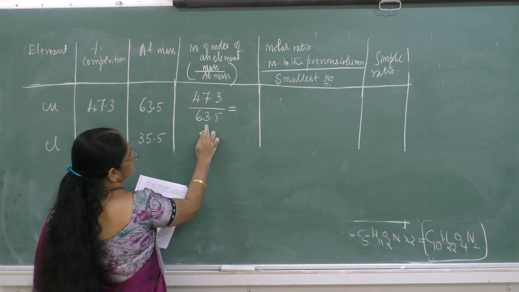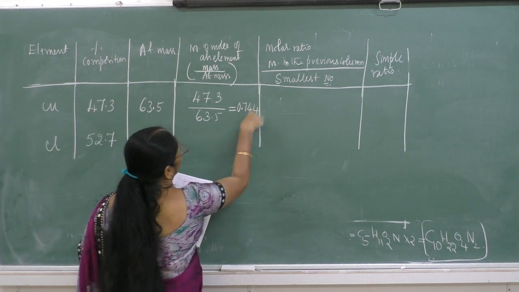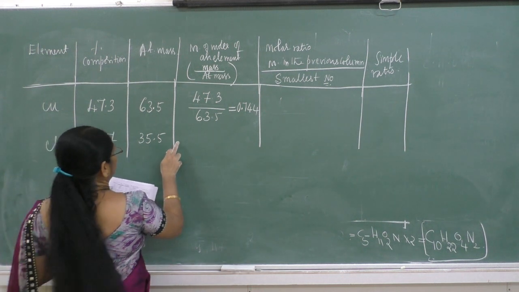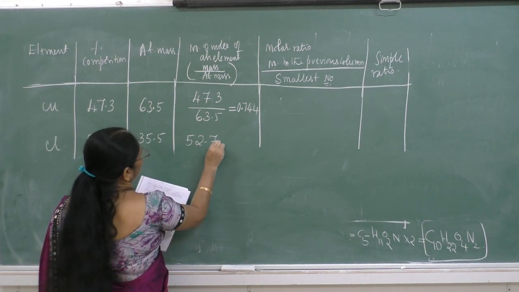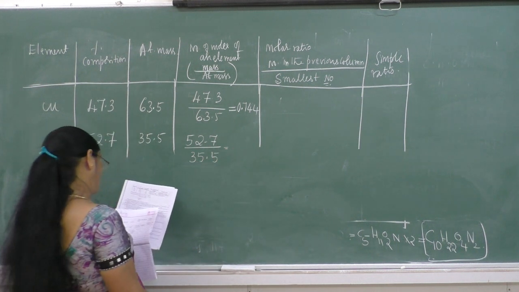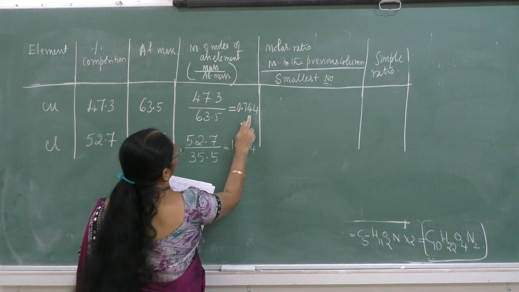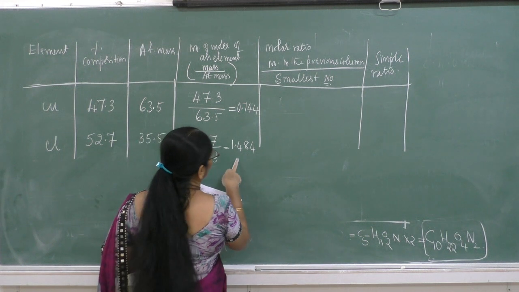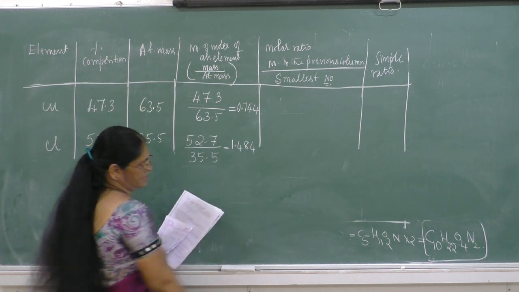47.3 divided by 63.5 is equal to 0.744. Then the number of moles of chlorine is 52.7 divided by 35.5, which is equal to 1.484. The number of moles of copper is 0.744. The number of moles of chlorine is 1.484. So among these two values, which one is smallest?